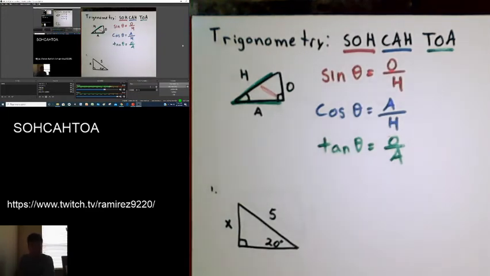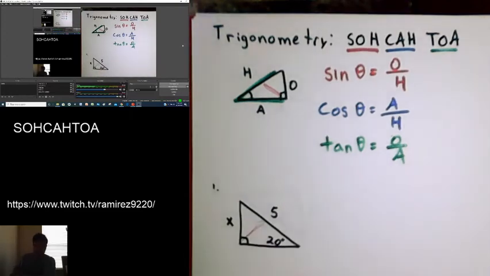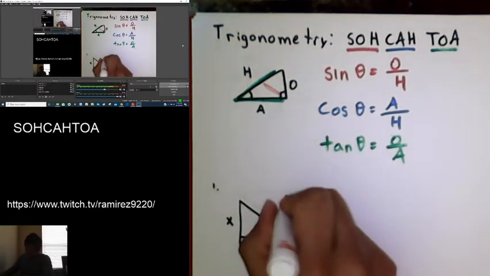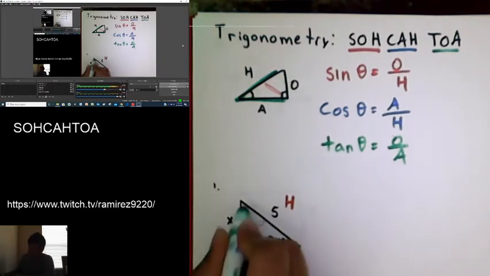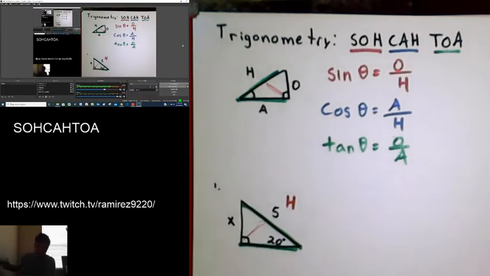Let's look at number 1 so I can show you how to decide which one to use. So again, the first thing I'm going to do is draw a quick little line so that I can identify my hypotenuse. So my hypotenuse here is the 5. So I labeled it with an H. I find my angle that was given. Don't pick the 90. Find the other one.